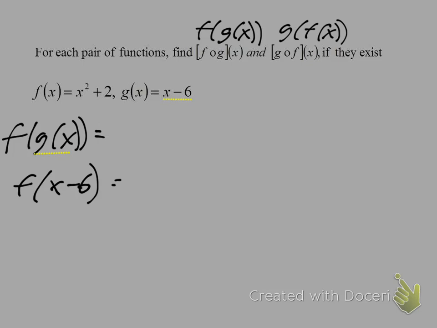You plug in x minus 6 into f, into f's x. Now, what is happening to f's x in the original? It's being squared. If you were just putting in an x or a 2, that'd be no big deal. But what are you putting in? You're putting in a binomial, x minus 6. That binomial needs to be squared, and then don't forget about this plus 2.